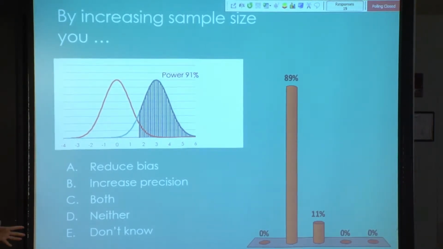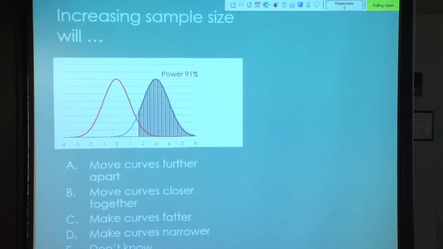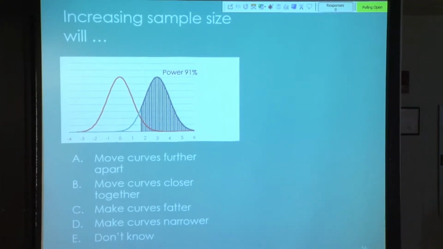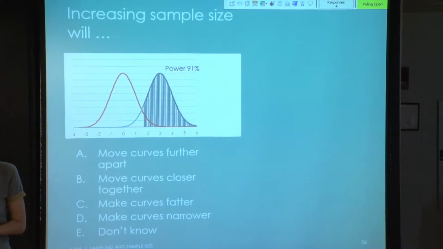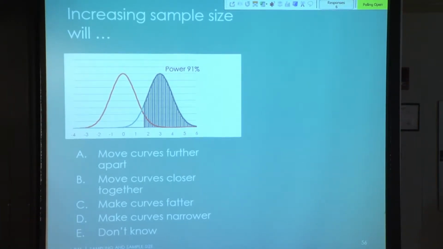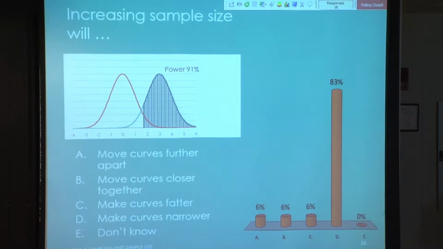You increase precision. Yeah, and that's actually a nice way of then thinking about the curves. So now I'm going to ask the curves question. Increasing sample size moves the curves further apart, moves them closer together, makes them fatter, makes them narrower. One more person. Okay, I'm just going to go. Yep, so it makes it narrower.